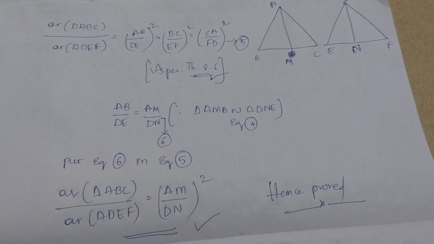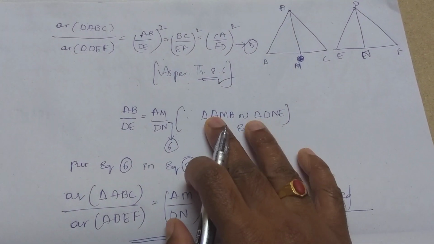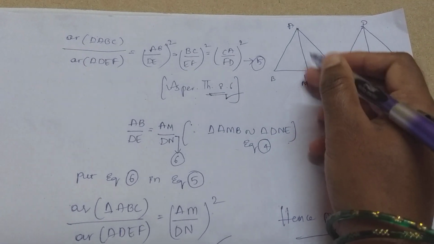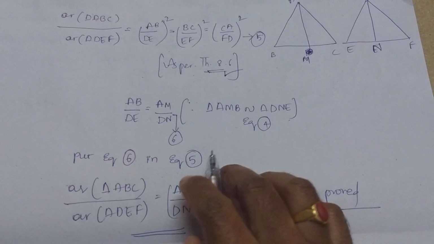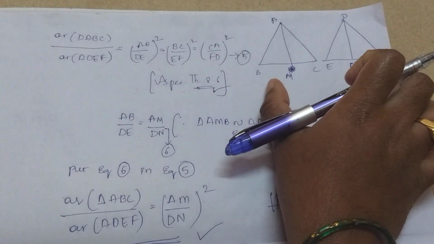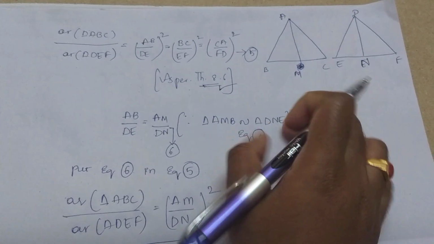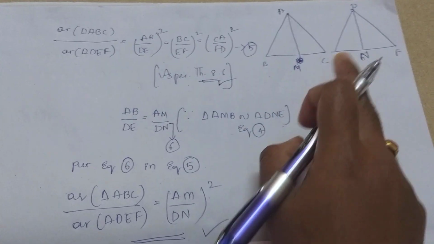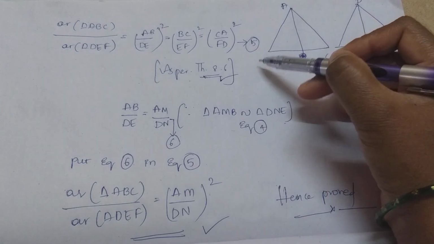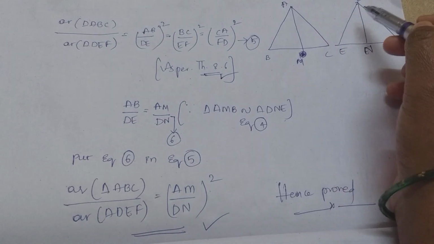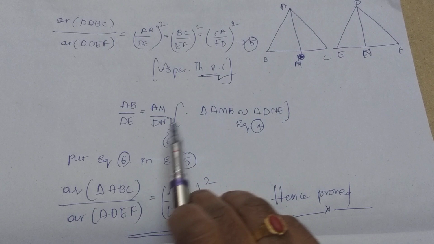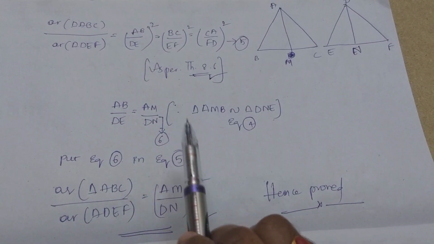Clear? So from equation 4 we know that triangle AMB, this is M, sorry, it was my mistake. So AM and DN are the medians here. Same figures which we have taken in the starting, I have just rewritten here to make you understand clearly. Triangle AMB and triangle DNE are similar from equation 4. So from similarity I have taken AB by DE equals AM by DN. I am putting it as equation 6.